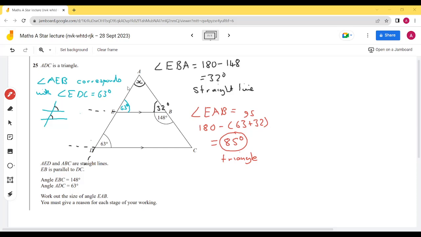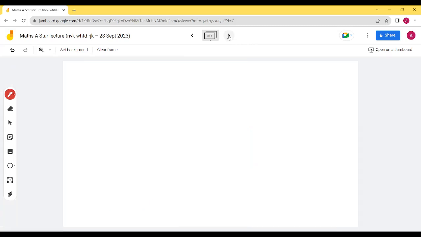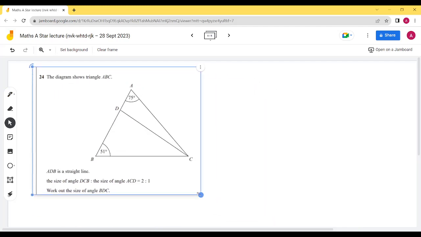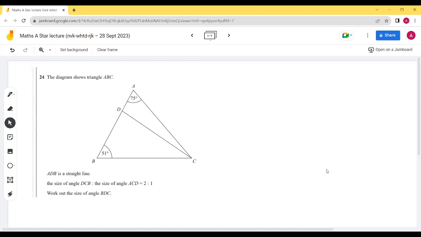All right, so we've got the next question here. You could get a question with angles which does combine another skill. Often angles questions are applied algebra, as we've seen today. You can also get a question like this one, where we've got a bit of ratios in it. We've got a triangle here. We're told ADB is a straight line. The size of angle DCB to the size of angle ACD equals 2 to 1. And so we need to work out the size of angle BDC.